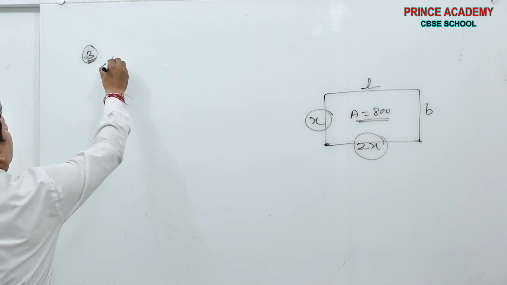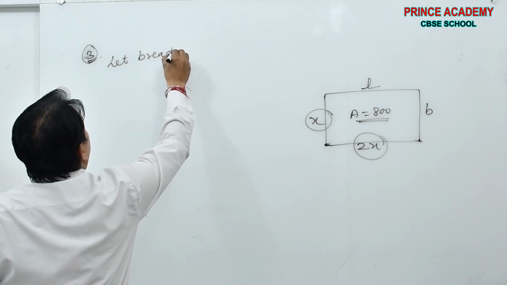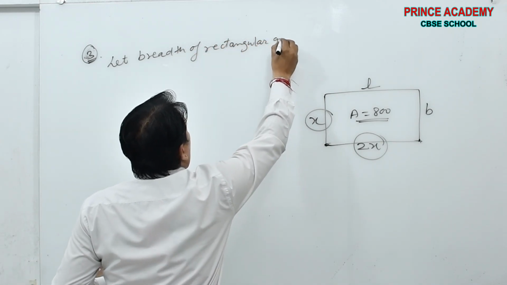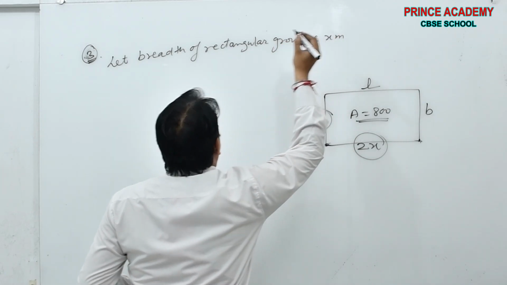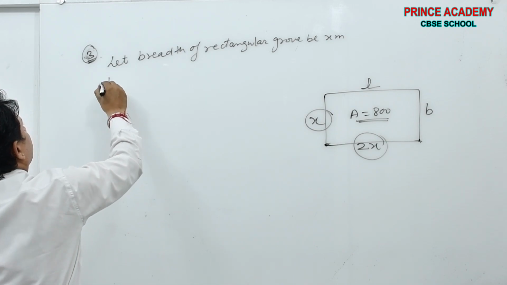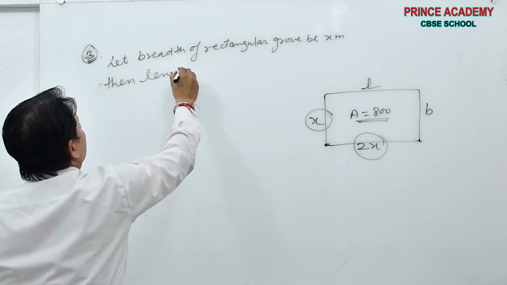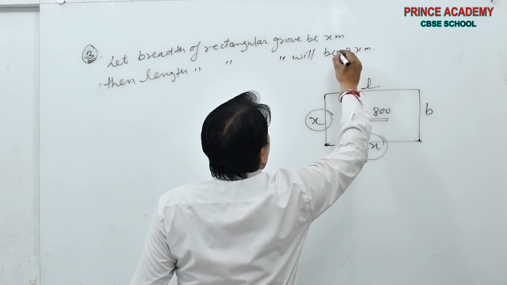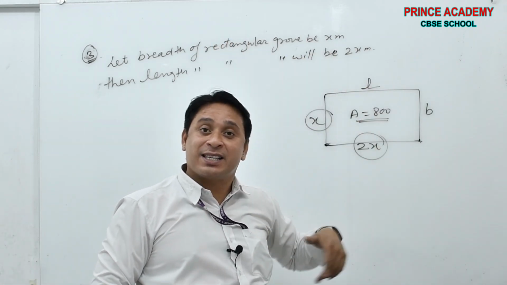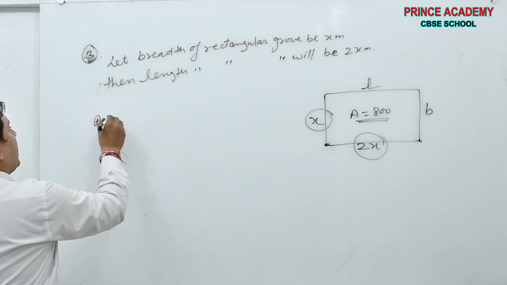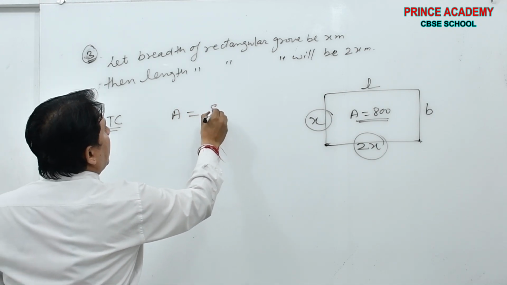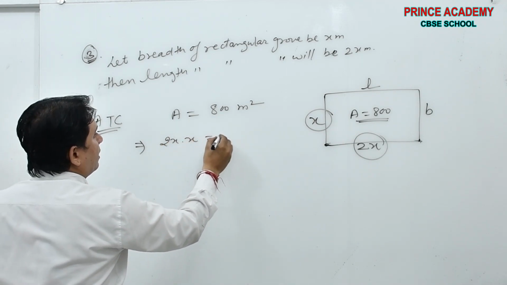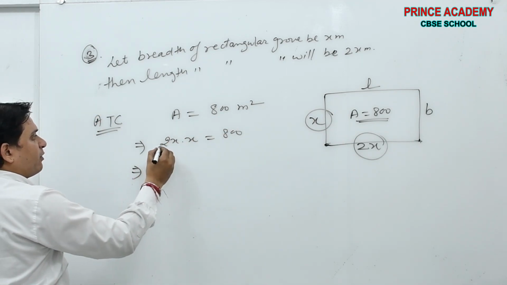Okay, now see, let breadth of rectangular grove be x meters. And then length of rectangular grove will be 2x meters. Yes or no? It is x, it is 2x. Done. Now see, according to condition, area is 800. Yes or no? And what is area? L into B.